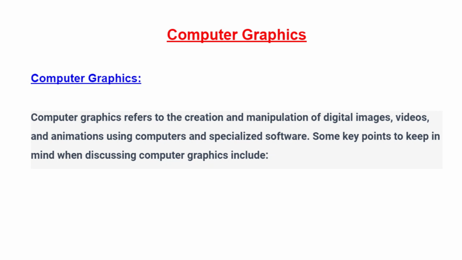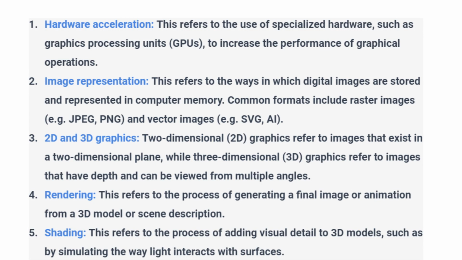Computer graphics. Computer graphics refers to the creation and manipulation of digital images, videos, and animations using computers and specialized software. Some key points to keep in mind when discussing computer graphics include hardware acceleration. This refers to the use of specialized hardware, such as graphics processing units, GPUs, to increase the performance of graphical operations. Image representation. This refers to the ways in which digital images are stored and represented in computer memory.